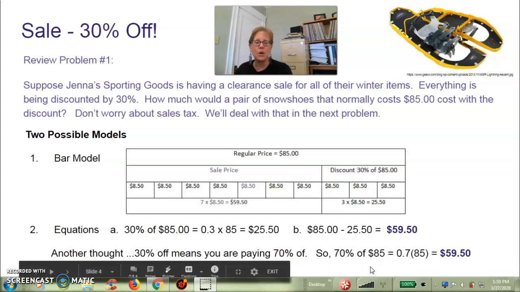If you don't need to know the exact amount of the discount, then this is a fine method to use, and I kind of like it better because it's quicker. So I just went right away to figuring out 70% of 85. So I did 7/10 times 85, and I got 59.50 when I did that. All right, so notice we got the same answer 3 different ways.